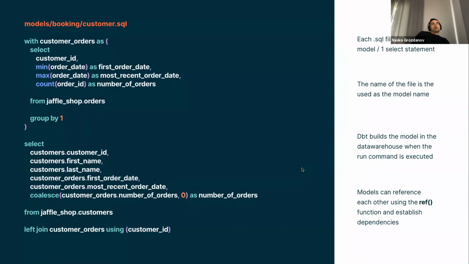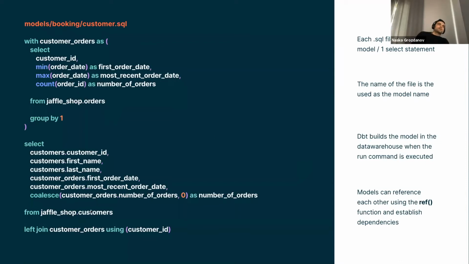So what do the models actually look like? Every single model has its own SQL file. The name of the model, which for example would be a view created in a data warehouse, is the name of the file, although it can be overridden. And then the result of the select statement is what will populate the view or the table. And this happens when you execute the run command.